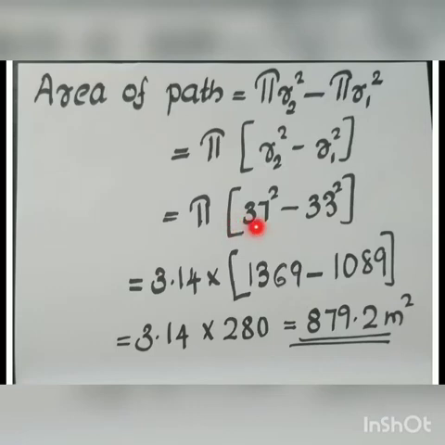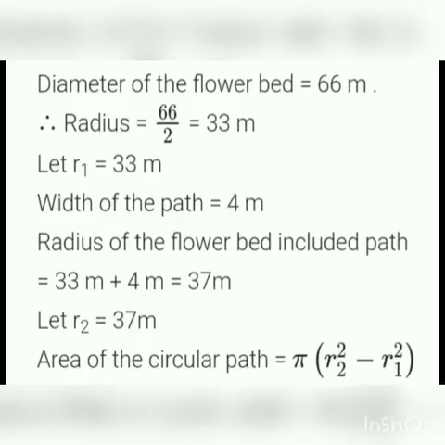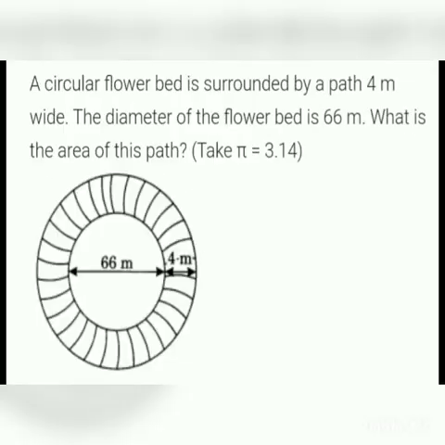Now writing the values: pi is 3.14, 37 square is 1369, 33 square is 1089. First solving what is inside the bracket, subtracting this, you get 280. So 3.14 into 280 is 879.2 meters square. So the area of the path is 879.2 meters square. What we did was find the area of the bigger circle, the flower bed including the path, then the area of the flower bed alone, then we subtracted. Is it clear?